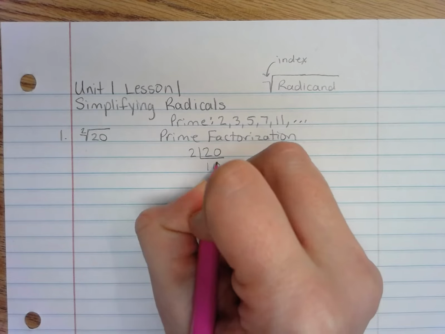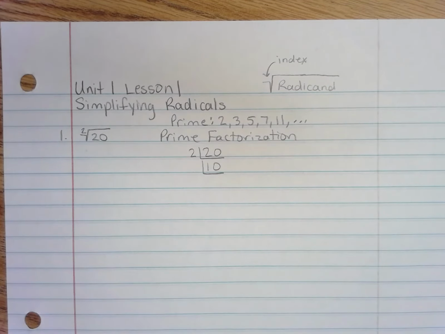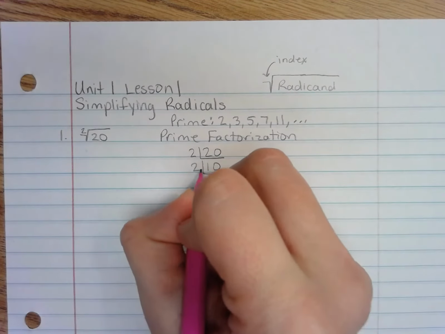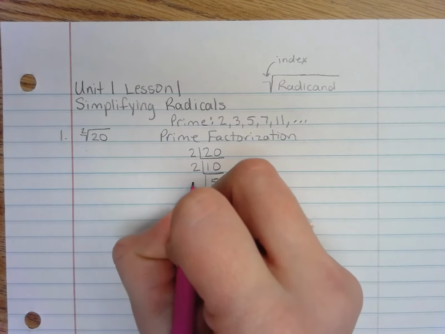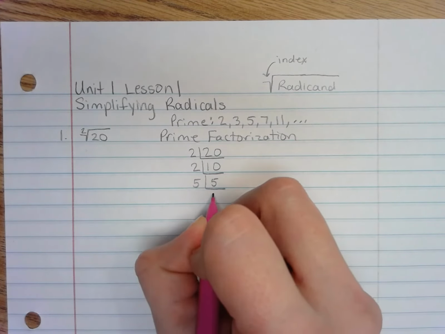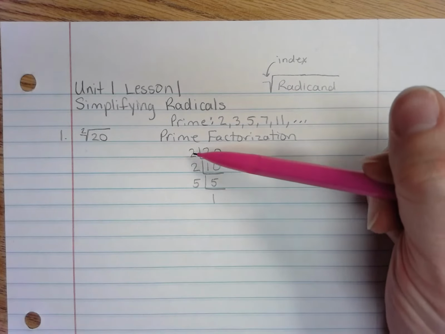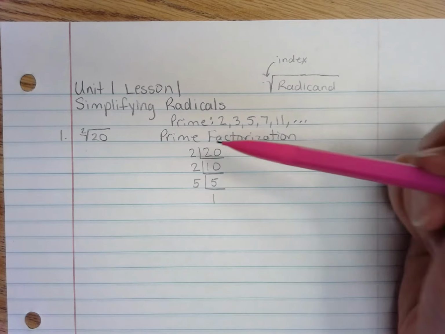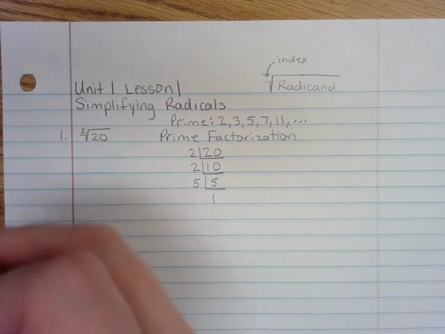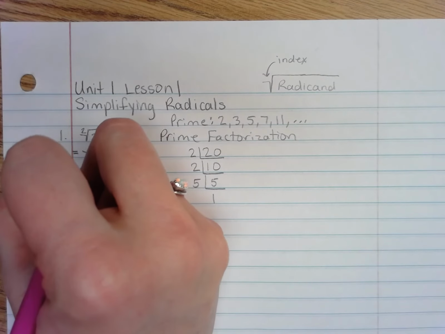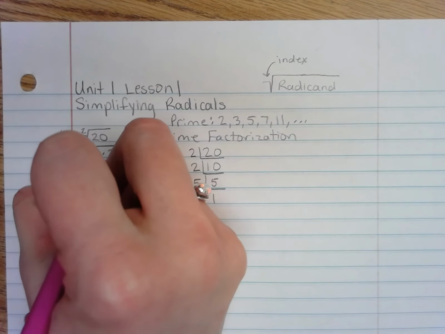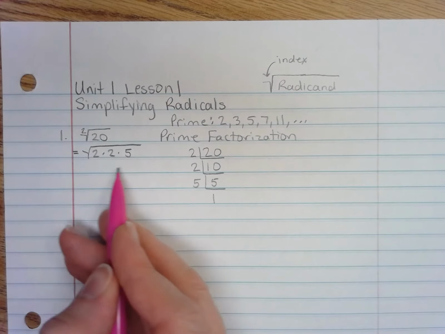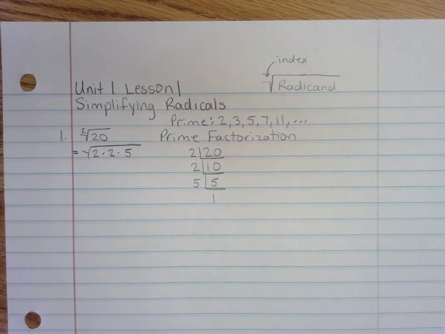2 goes into 20 10 times, and continue to divide by prime until you get to 1. So 2 goes into 10 5 times, and 5 is a prime, so it can divide into itself 1 time. So the prime factorization is 2 times 2 times 5. If you multiply those numbers back together, it does equal 20. So let's rewrite those prime factors under our radical sign. 2 times 2 times 5. It does not matter the order of those prime factors. I do recommend that you group the pairs together because that will be our next step.